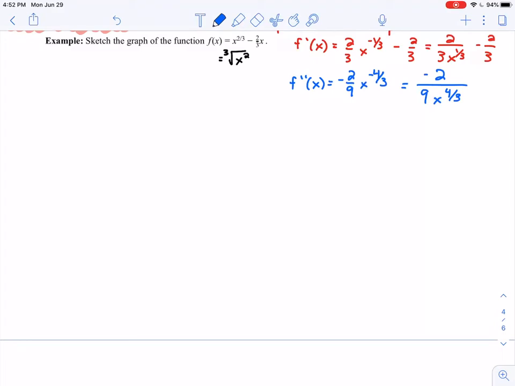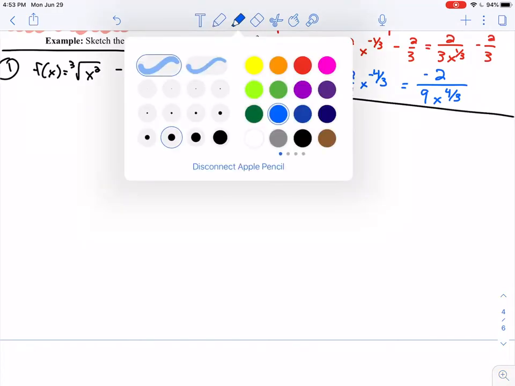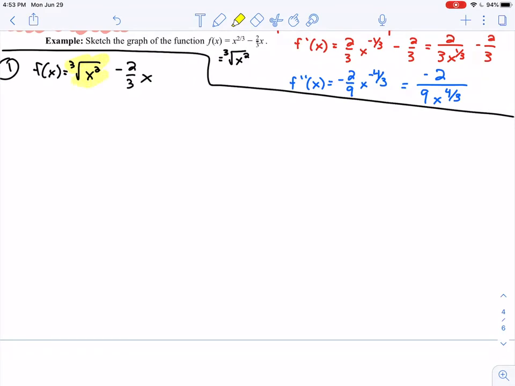We need to start by looking at our original function, though. Let's start with our original function f of x. So f of x equals, and I'm actually going to use this notation, and I'll explain why in just a second, the cubed root of x squared minus 2/3 x. What I want to take away from this original function is the domain. That's the one piece of information I really need from f of x. And I think if you write this with a radical, it's much more clear what the domain is. I don't necessarily know what the domain of x to the 2/3 is.